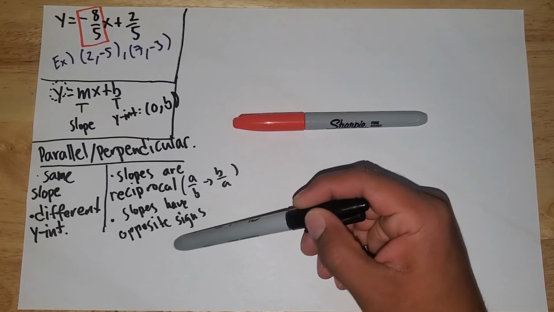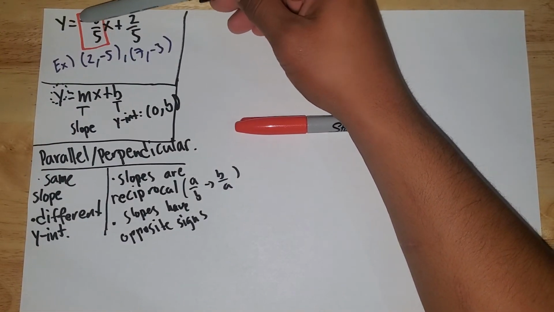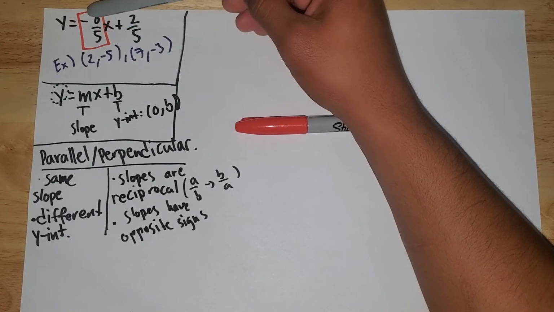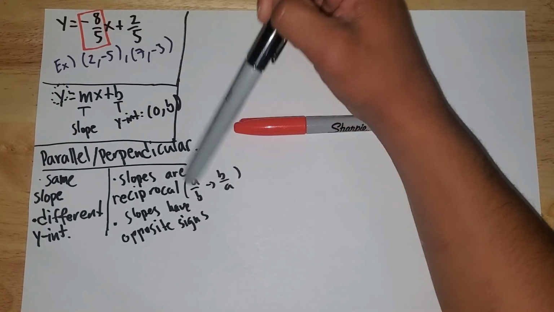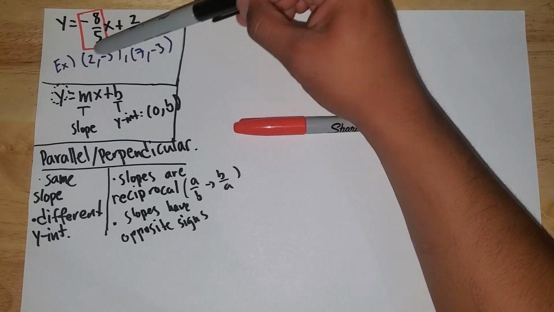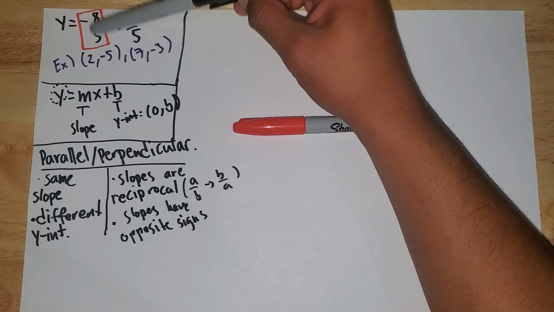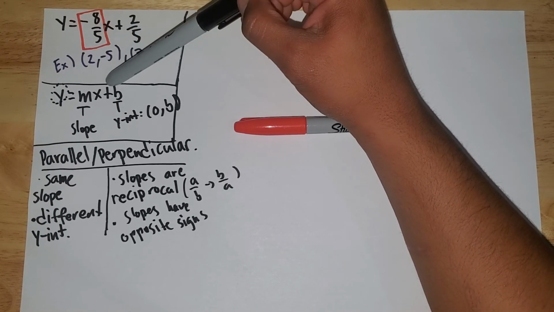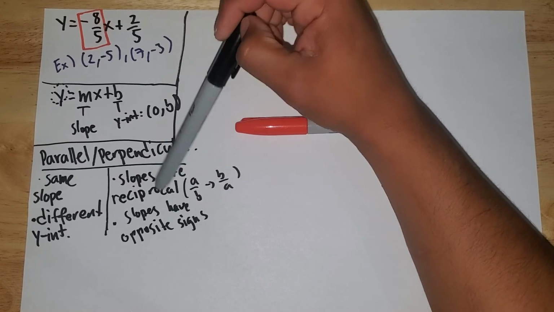So by opposite signs, I mean if this slope was -8 over 5, a perpendicular slope would be +5 over 8. And it has nothing to do with the y-intercept. It's strictly just the slope. The slopes would be reciprocals of each other, so instead of 8 over 5, it would be 5 over 8. And the sign will turn into a positive. If it was positive, it would just switch into a negative. So these two things happen.